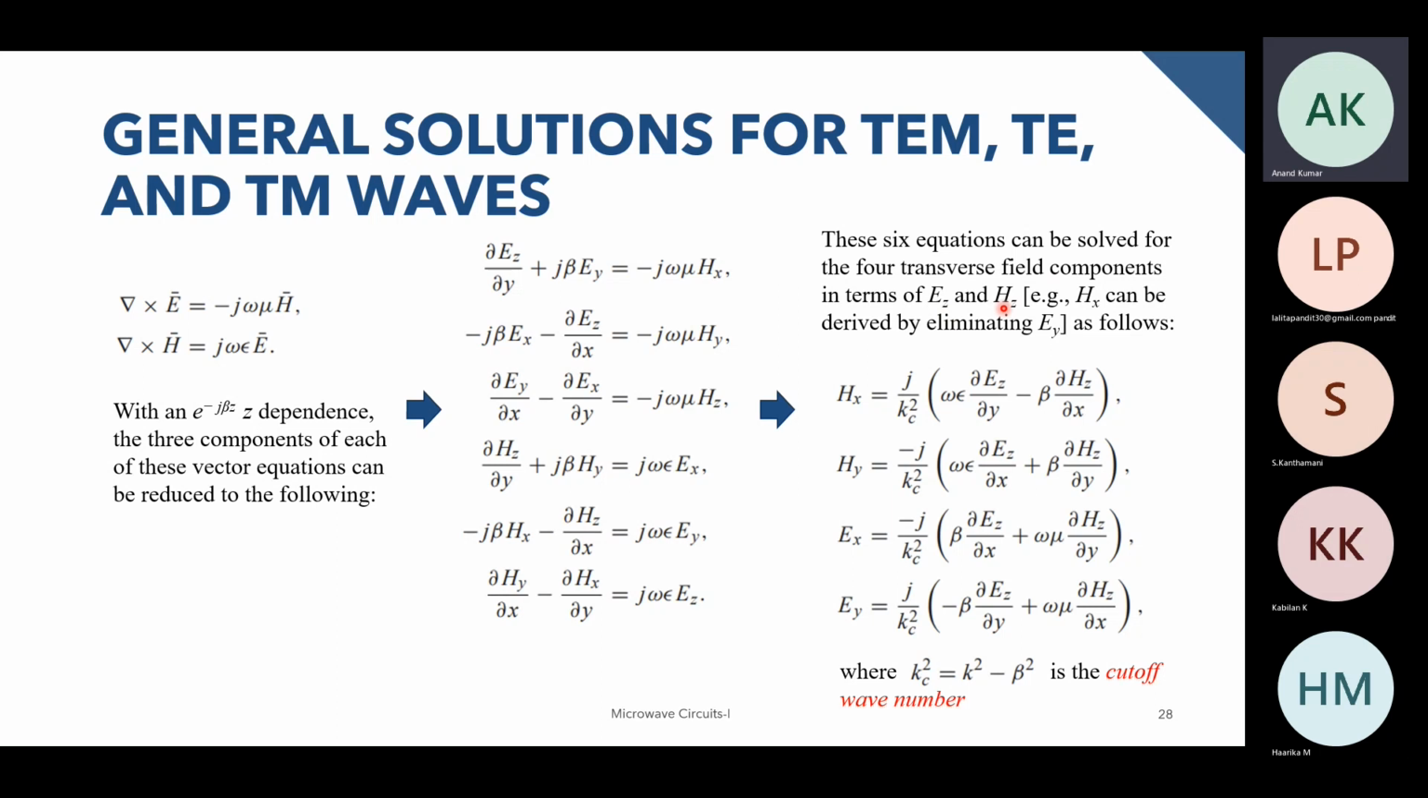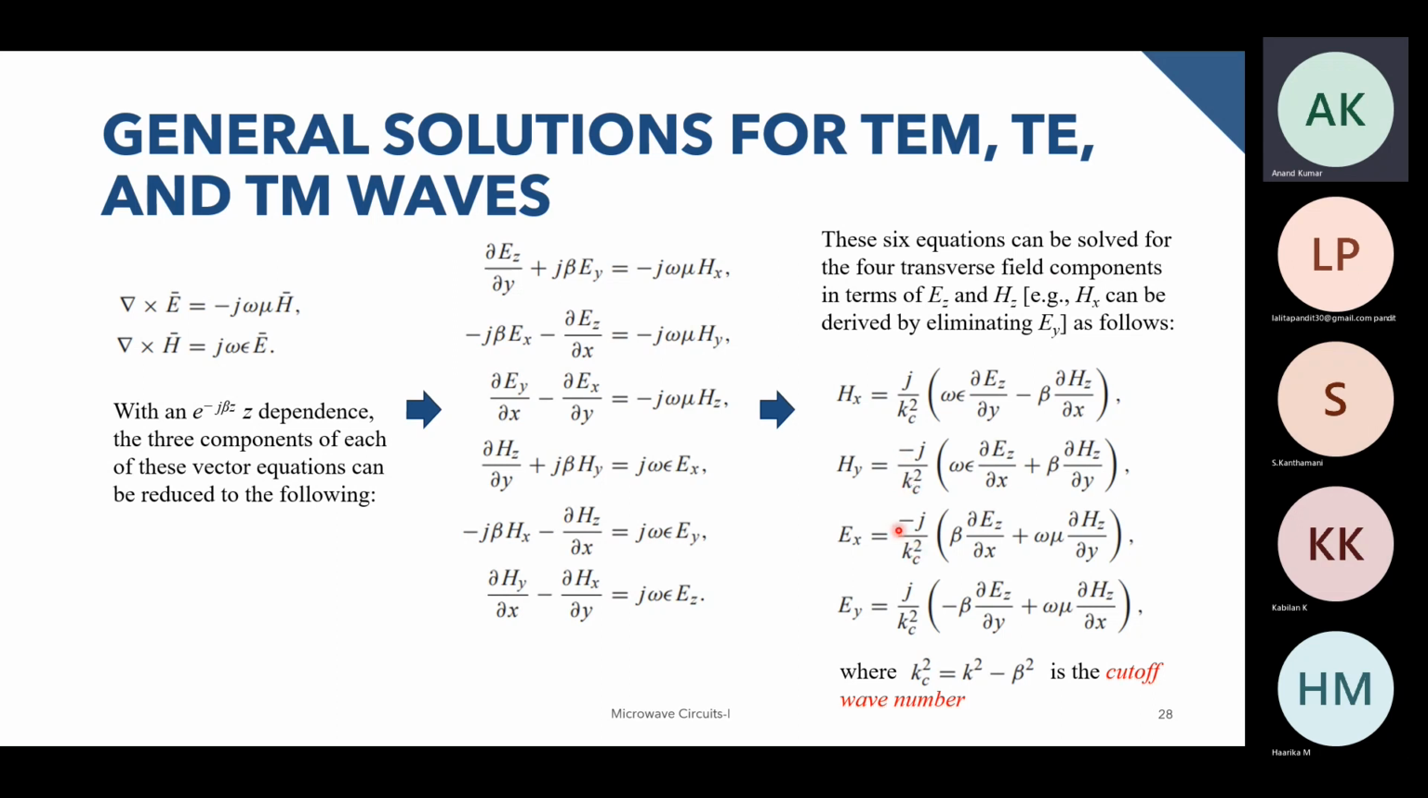So what we are doing is, for example, if you assume that we know Ez and Hz, we try to find the Ex, Ey, Hx, and Hy terms in terms of Ez and Hz. All you need to do is substitute these expressions into one another, and you will end up with these four equations. This will take some time. Try writing them down.